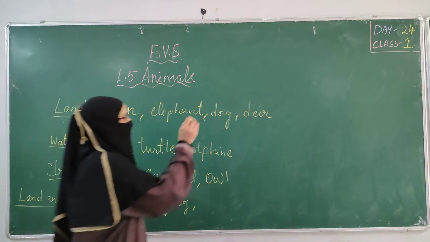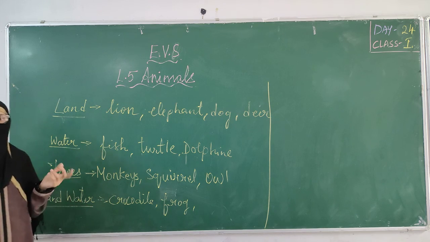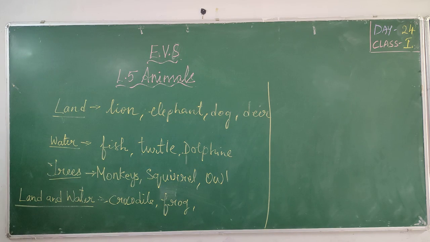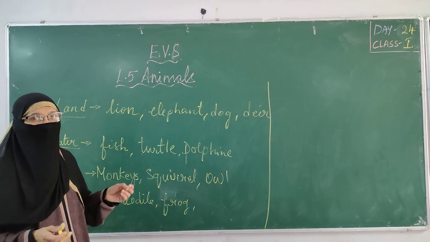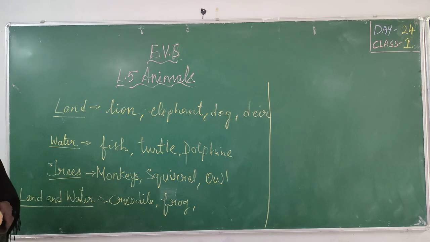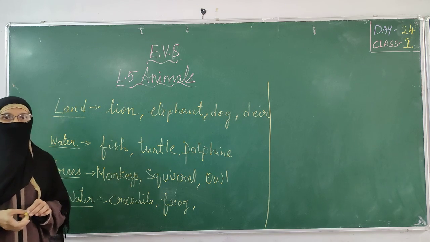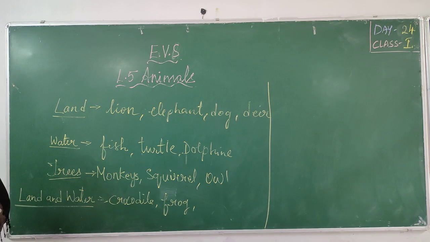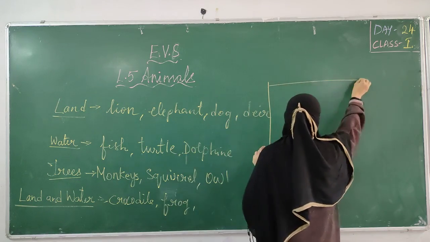Now coming to animals and their homes. We human beings, where are we living? We are living in a house. Why are we living in a house? Because a house protects us from heat, cold, rain, and from enemies, etc. In the same way, even animals have their houses.